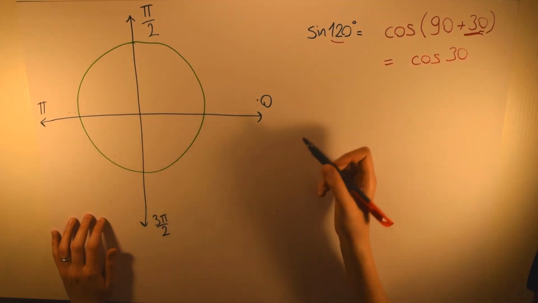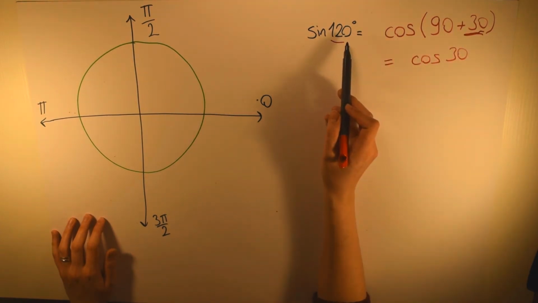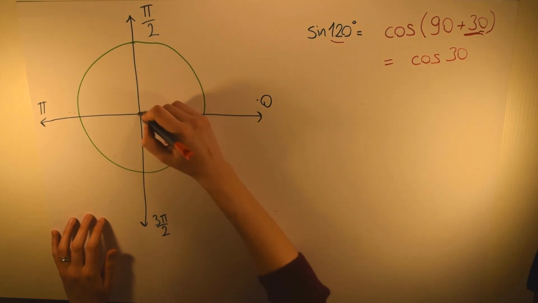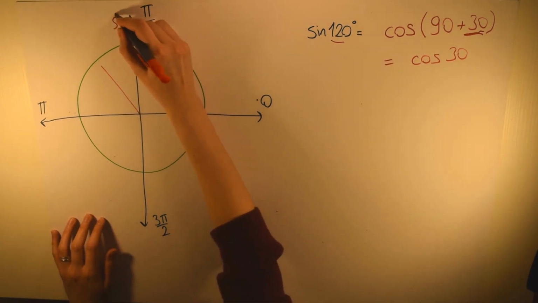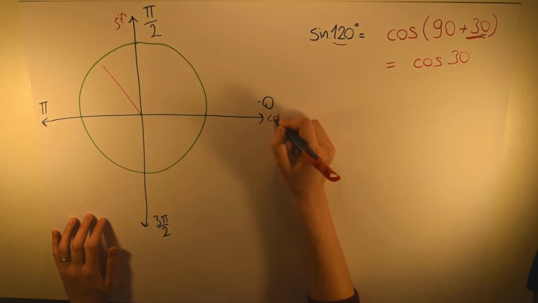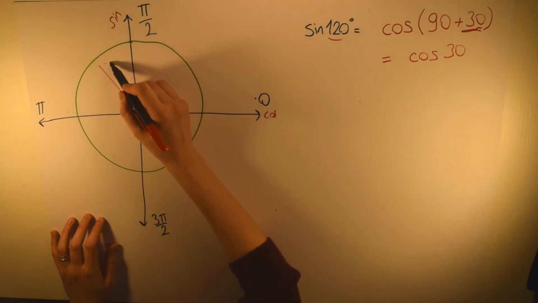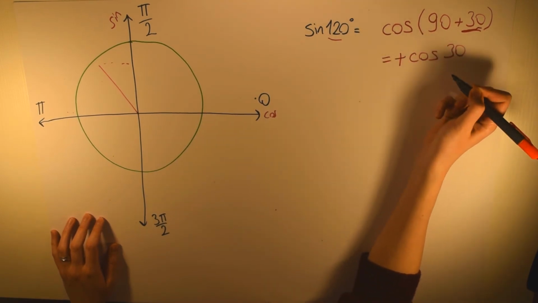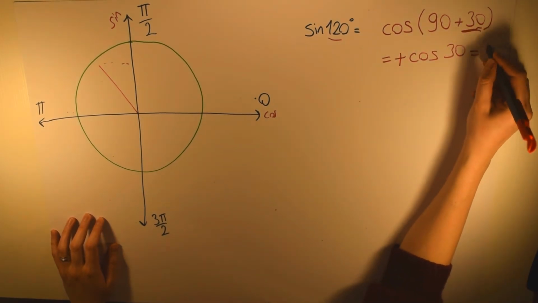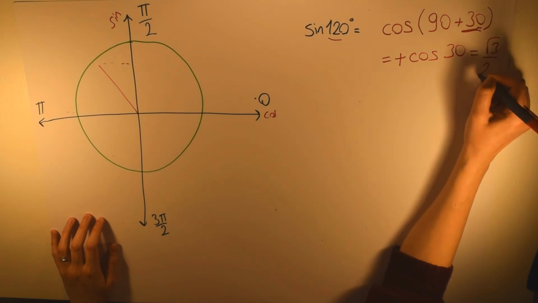So let's look at its sign. 120 degrees is somewhere here, and here's our sine function and here's our cosine function, right? So sine is here, it's positive. So it will be positive cosine 30, which is equal to square root of 3 over 2.